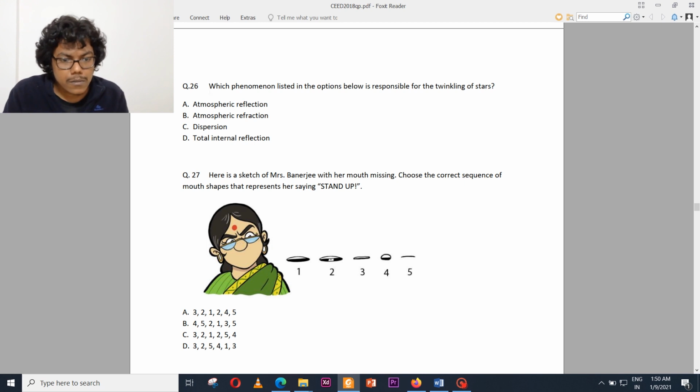Which one on the list? The options below is twinkle of the stars. If you're good with science, you can easily answer this 26. I'm with Elon Musk.